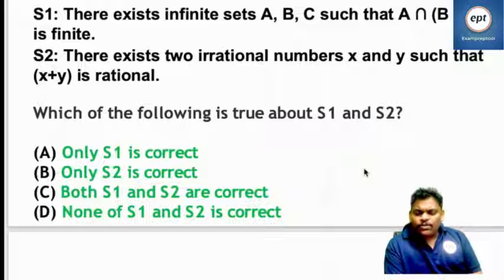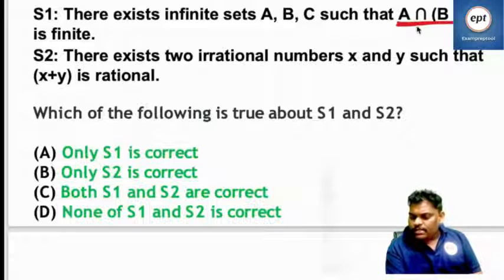So I want to ask you one thing. There exist infinite sets A, B, C such that A intersection B union C is finite. There exist two irrational numbers x and y such that x plus y is rational. Now let me ask you one small line. You can arrange whatever. He is saying that three infinite sets, but the result is finite. How?